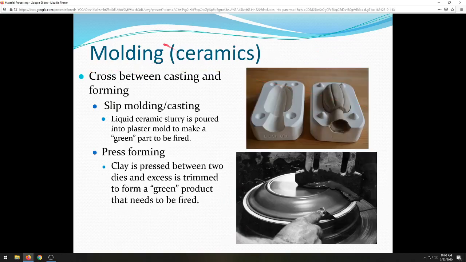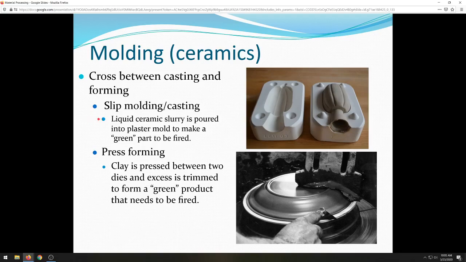And ceramics are also molded. Ceramic molding is really interesting in that the product that comes out isn't cured. It's not done. It's what's called green. So slip molding and casting. This is where we take a liquid ceramic slurry. I'm trying to think of what the consistency is. It's thicker than milk, but still pretty thick stuff. Maybe like syrup, like breakfast syrup.